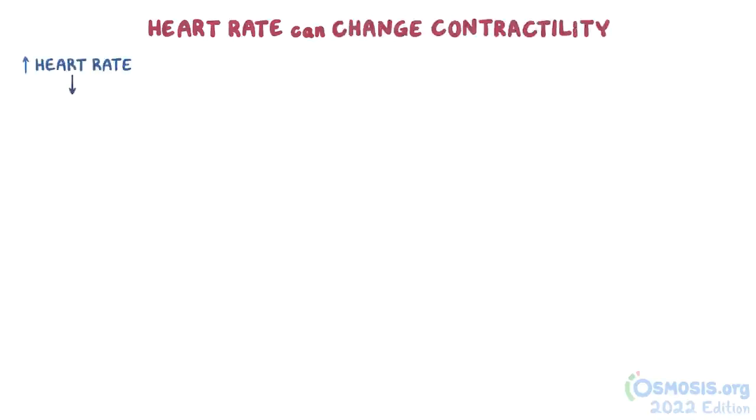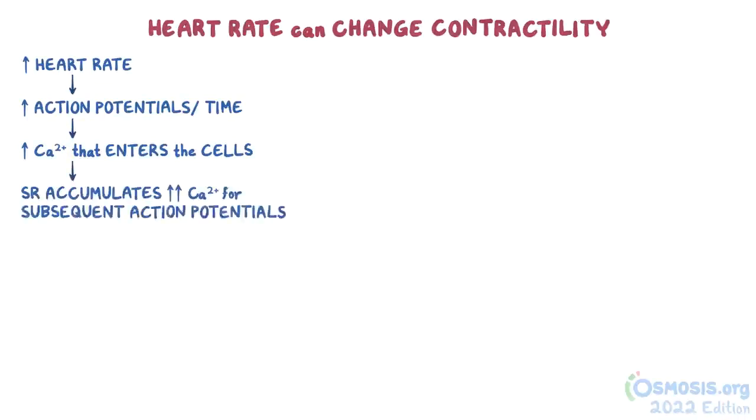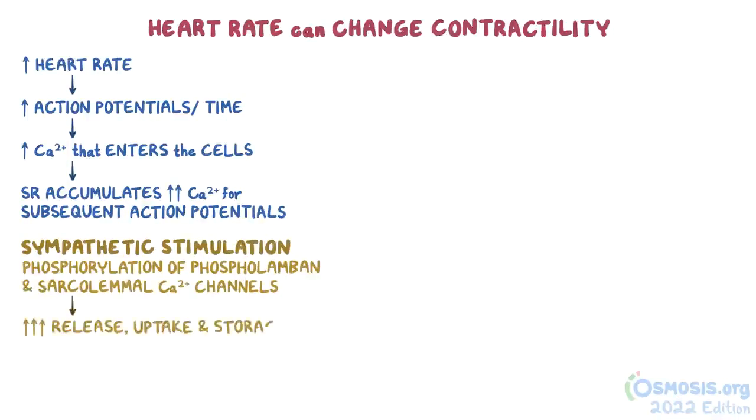Heart rate itself can also independently change contractility. For example, with a higher heart rate, there are more action potentials per unit of time, and each action potential's inward calcium influx results in an increase in the total calcium that enters the cell. With greater amounts of calcium entering the cell, the sarcoplasmic reticulum also accumulates more calcium for subsequent action potentials. Additionally, if the increase in heart rate is due to sympathetic stimulation, phosphorylation of phospholamban and sarcolemmal calcium channels increases release, uptake, and storage of calcium within the sarcoplasmic reticulum.